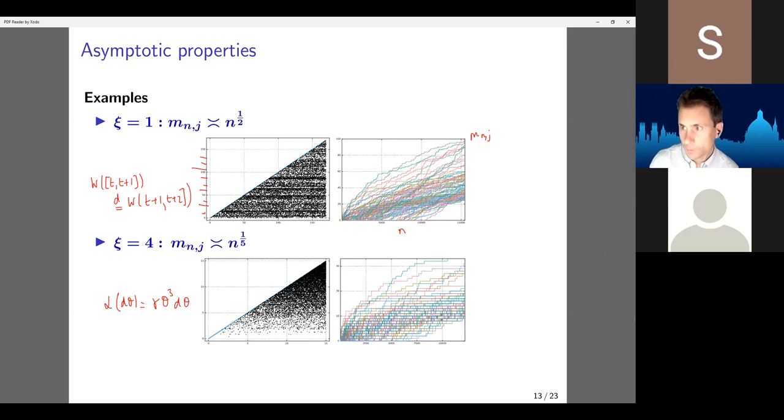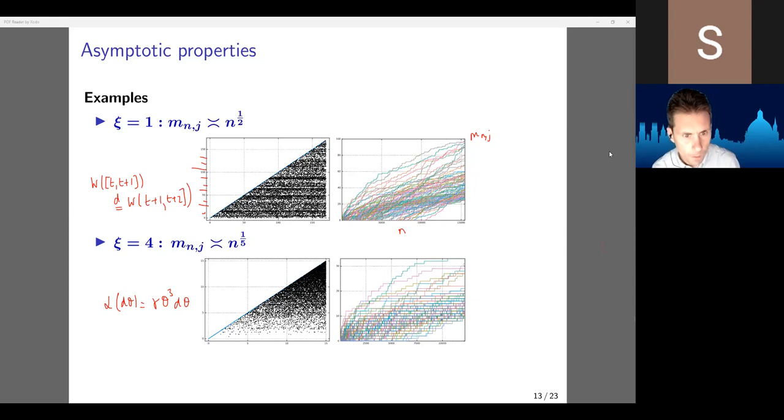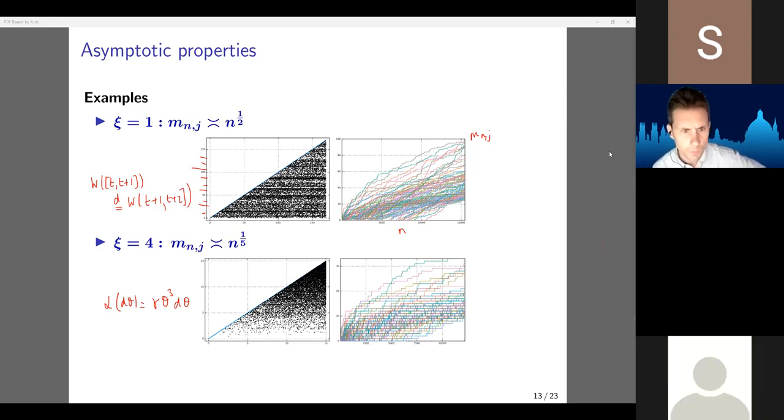I have a question. Is the partition you're defining here partially exchangeable, or do you know how this symmetry relates to partially exchangeable partitions? I don't think it's partially exchangeable. As far as I'm aware, there's no connection with the notion of partial exchangeability. Okay, thank you.